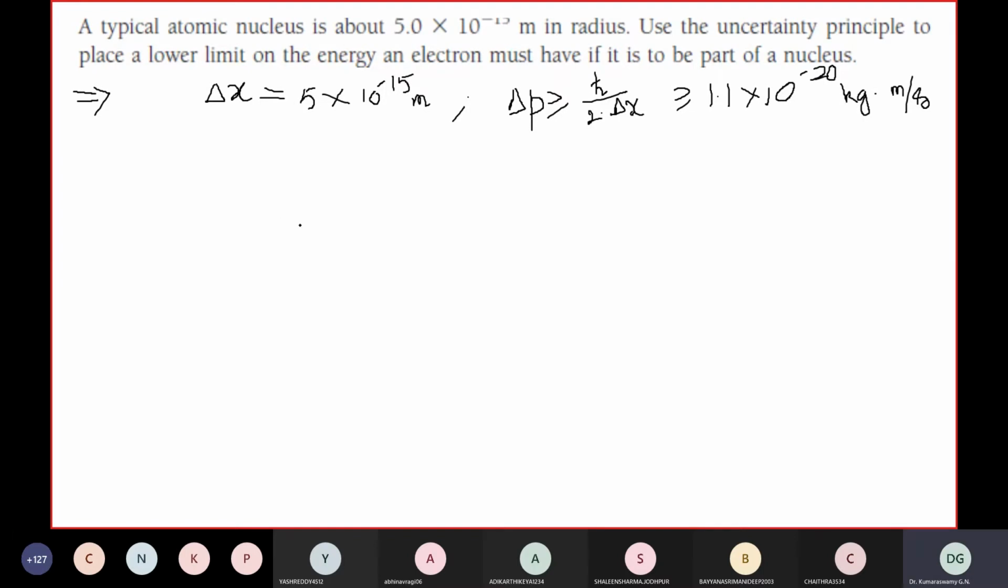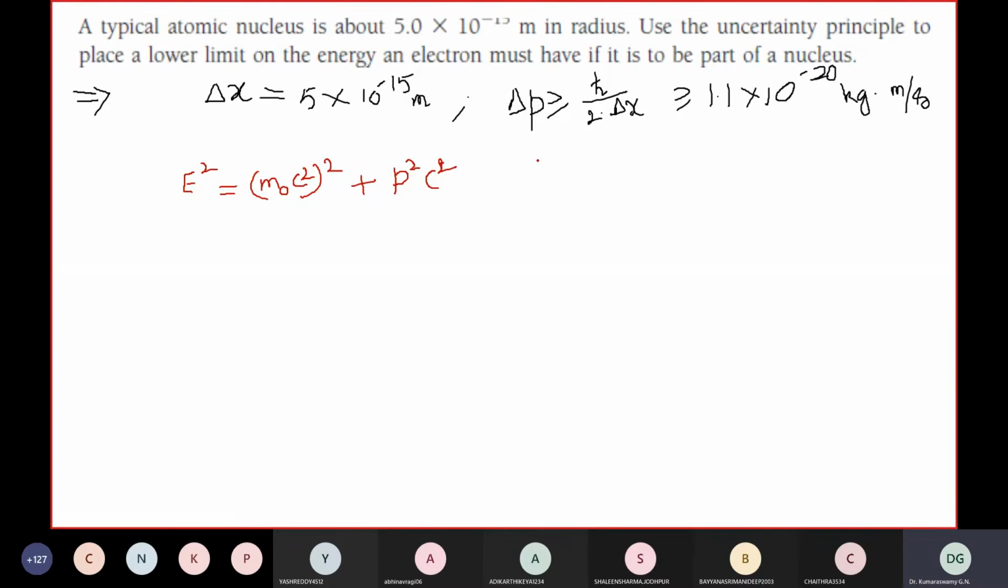Now we have the equation for the total energy of a particle. Write down. Total energy of a particle is given by E square is equal to m naught c square whole square plus p square c square. Okay, this is a relativistic relation.